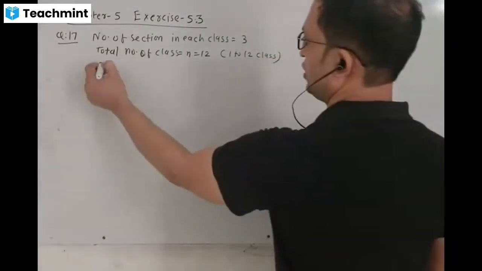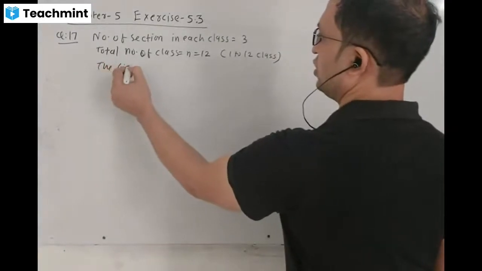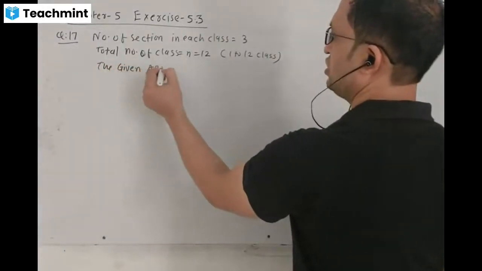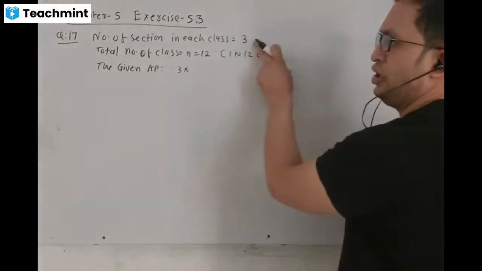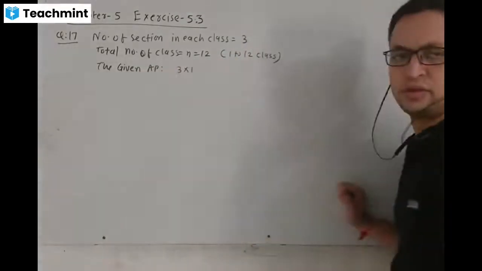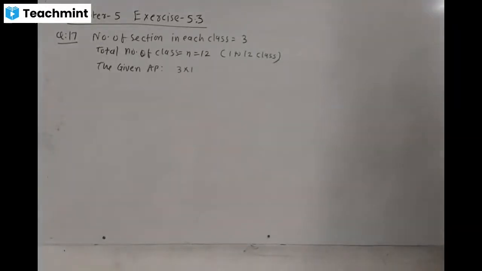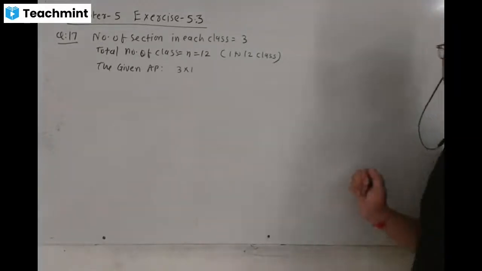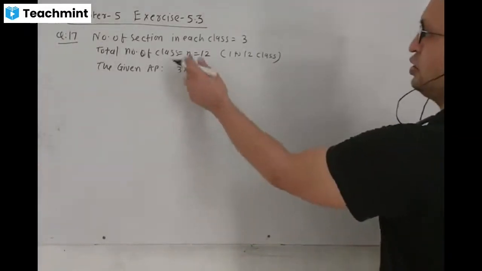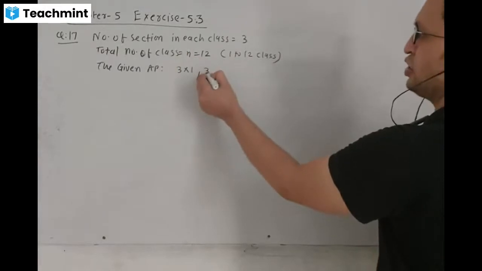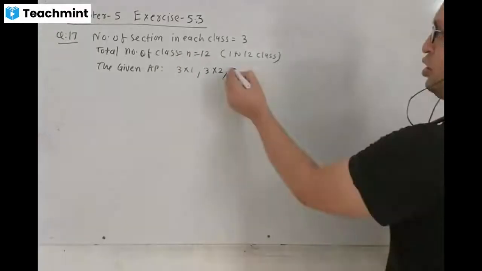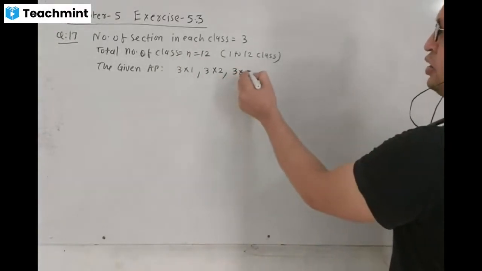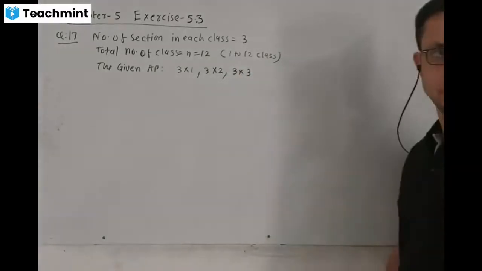Therefore, the given AP. What is the AP? The number of sections is 3 in the first class, so the number of trees planted is 3 into 1. The number of sections in each class is 3. In the second class, 3 into 2. The number of sections in each class is 3. Multiply by the class number.